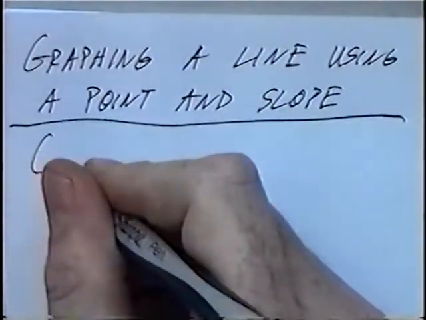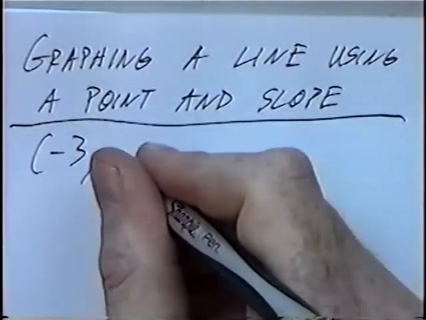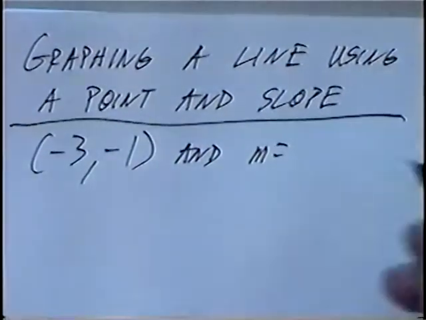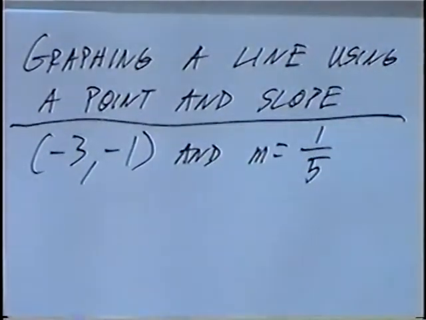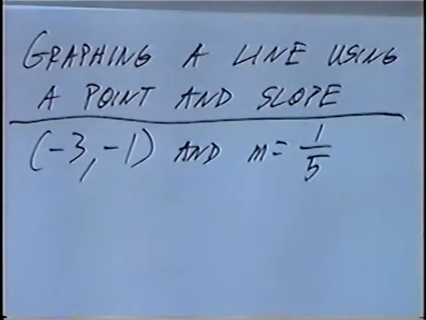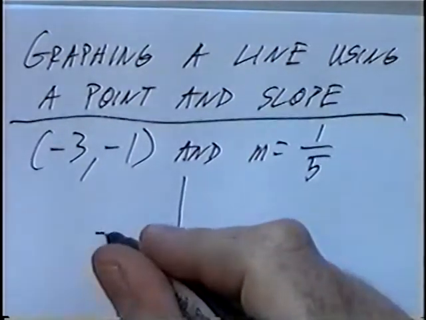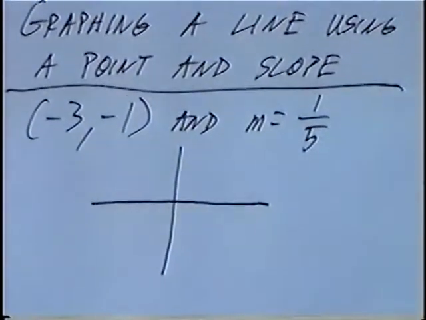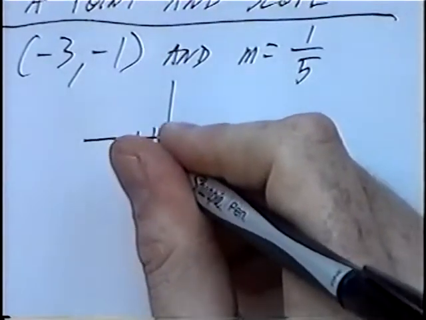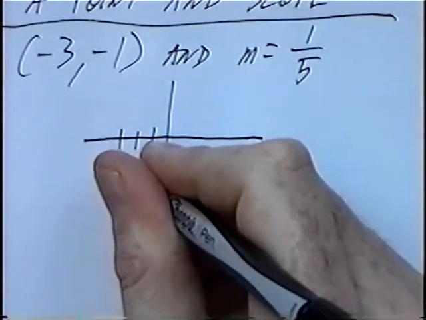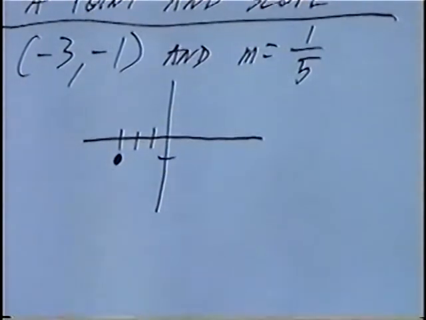First question. The point is -3, -1, and m equals, or the slope equals, 1/5. Using a point and a slope, we can draw the graph by drawing the xy axis. We'll start with the point first, -3, -1. The x value is -3. The y value is -1. So the -3, -1 would be the point.